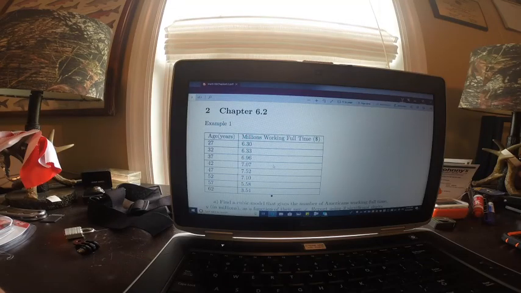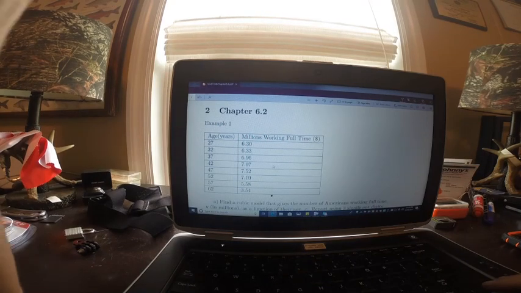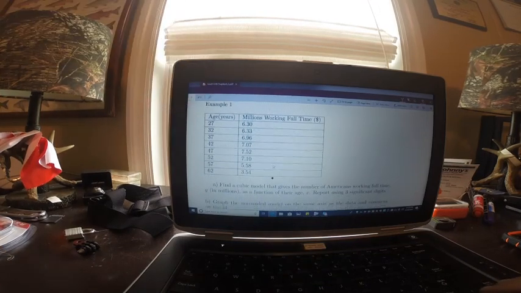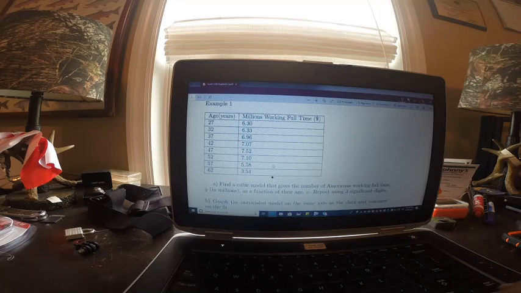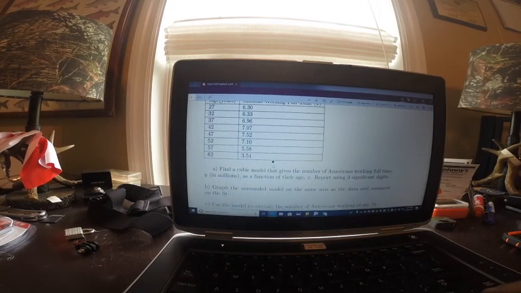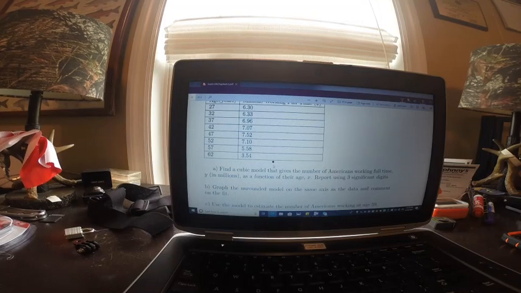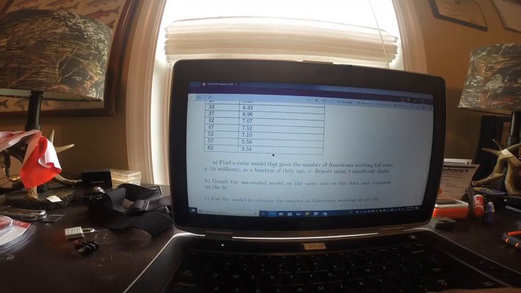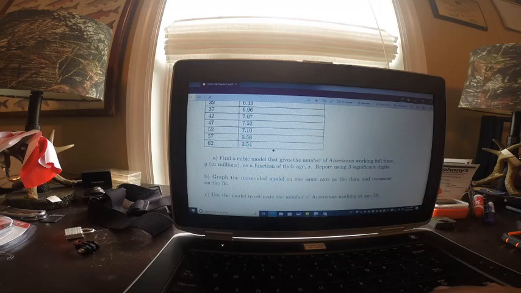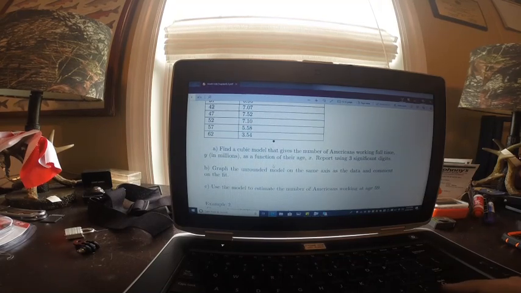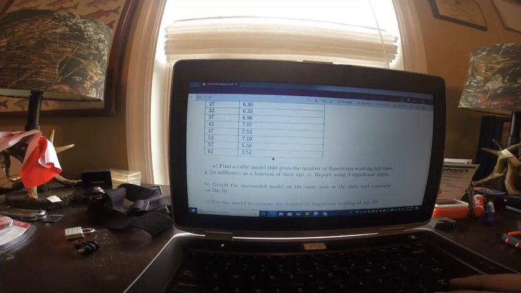So now we're going to go into chapter 6.2. Okay, first example, I have this chart here of age and years and millions working full time here. A says find a cubic model that gives the number of Americans working full-time, Y, as a function of their age, X. Report using 3 significant digits. B says graph the unrounded model on the same axis as the data and comment on the fit. C says use the model to estimate the number of Americans working at age 59.